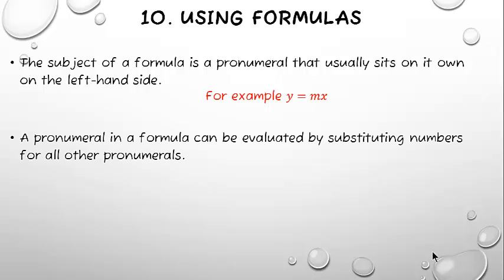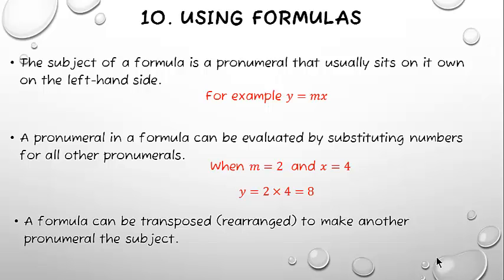A pronumeral in a formula can be evaluated by substituting numbers for all other pronumerals. So as long as there is only one pronumeral that you don't know the amount for, you can solve it. For the equation up above, y equals mx, if m equals 2 and x equals 4, we can work out the value of y by substituting m equals 2 and x equals 4 in. So I have y equals 2 times 4, so y equals 8.